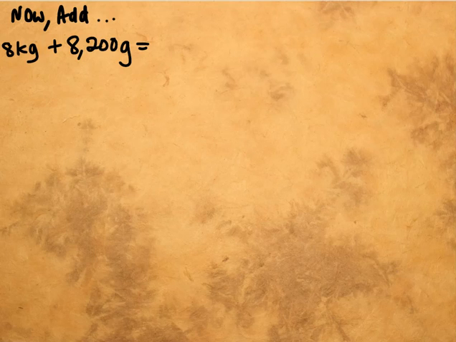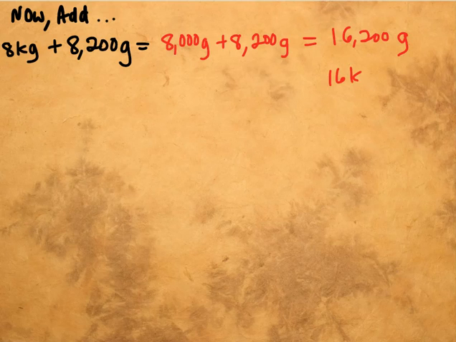We're back. So if I have 8 kilograms plus 8,200 grams, that's a lot of grams. That's 8,000 plus 8,200, which is a total of 16,200 grams. That's a lot. Now, my preference in this situation is always to change this into the mixed units. So 16 kilograms, because I have 16,000 grams, and 200 grams.